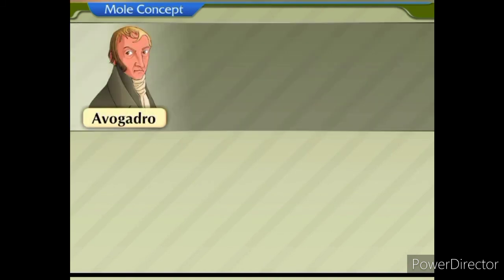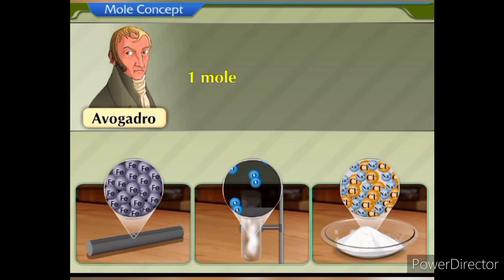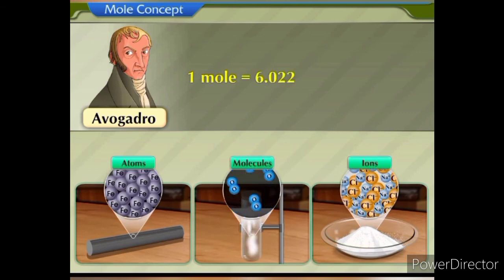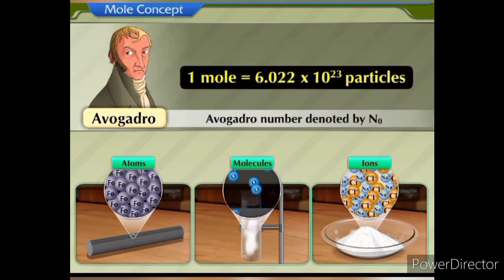Avogadro experimentally found out that 1 mole of any substance always contained 6.022 into 10 to the power 23 particles. This number is called the Avogadro's number, denoted by N0. That is, 1 mole of a substance is equal to 6.022 into 10 to the power 23 particles, that is, atoms, molecules, or ions of the substance.